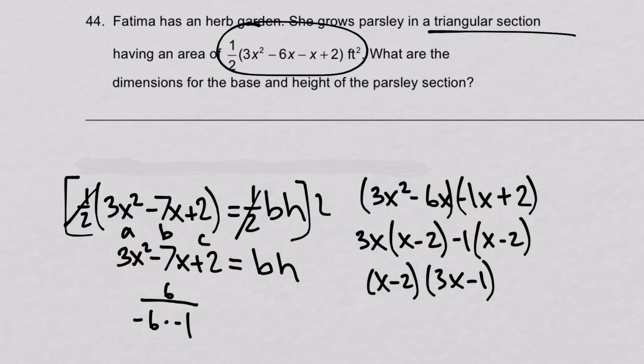And there it is. That is BH, which means that the base is x minus 2 and the height is 3x minus 1. Or vice versa, it doesn't really matter. It's just asking you what are the dimensions. One of these is the base, the other one is the height. Okay, and that's it.